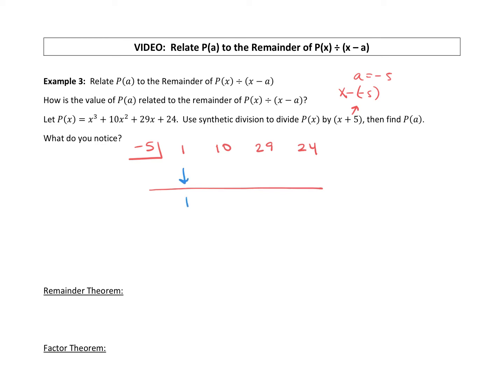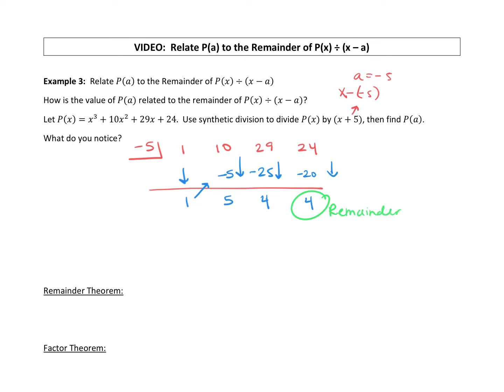The first number always gets carried down first. Now we start multiplying and adding down, multiplying and adding down. So this 1 gets multiplied with the negative 5. 1 times negative 5 is negative 5. That goes below our next term. Now we add down. 10 plus negative 5 is 5. Now let's take this 5 times our negative 5 and we get negative 25 and we add down. 29 plus a negative 25 is 4. We keep going with that pattern. 4 times negative 5 is negative 20. Add down and you get a 4. Circle that last number, make a note, that's your remainder.